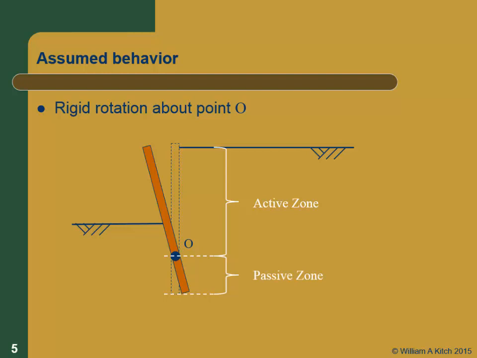And then on the front side of the wall, we're going to have exactly the opposite situation. Near the ground surface, or the mud line if you're under the water, there's going to be a passive zone, and below that there's going to be an active zone. So our assumptions in this are that the wall rotates rigidly, and I'm able to fully mobilize both the active and passive earth pressures.